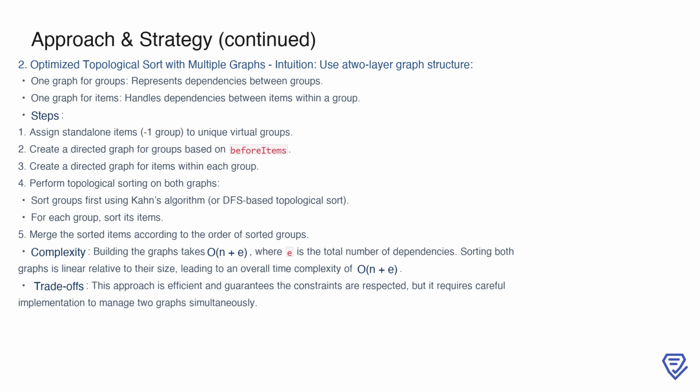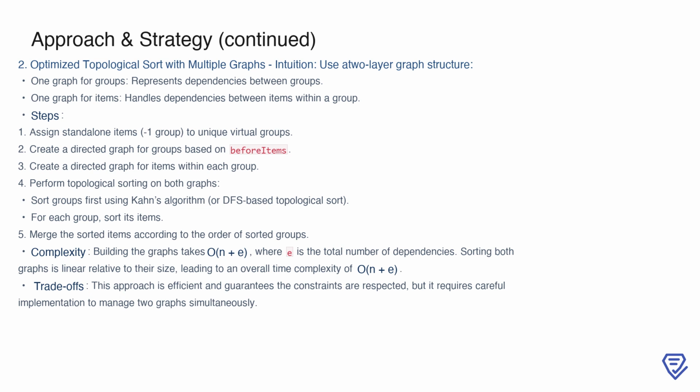The implementation involves several steps. First, standalone items, or those not assigned to any group, are treated as virtual groups. Then, we construct a directed graph for the groups based on the given dependencies and another directed graph for items within each group. Using these graphs, we perform topological sorting.